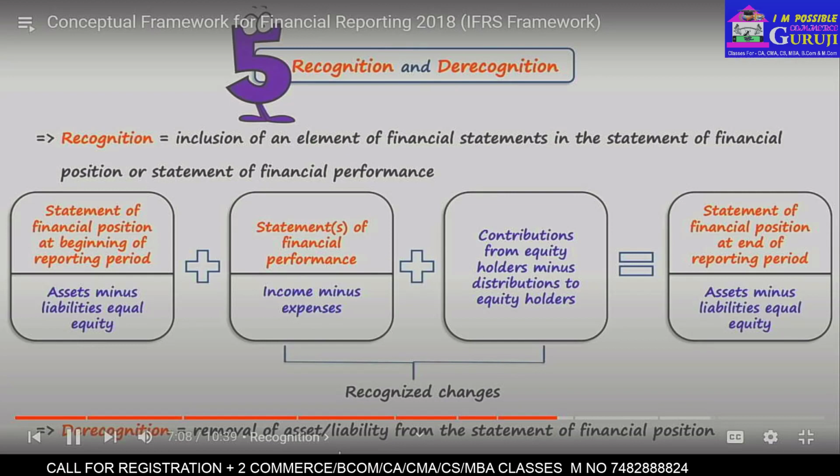Derecognition is the removal of all or part of a recognized asset or liability from the entity's statement of financial position, and the framework sets a number of criteria for both recognition and derecognition.